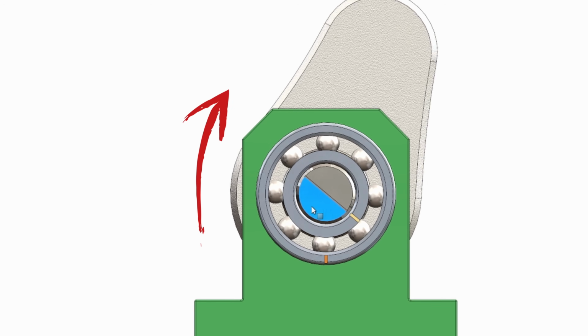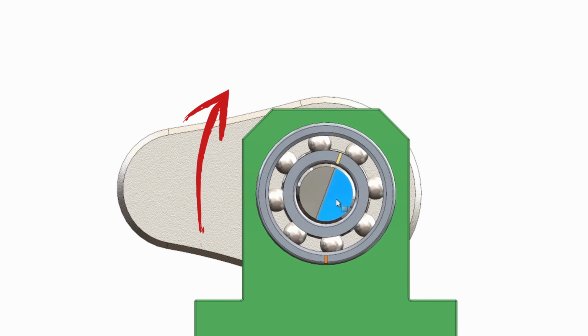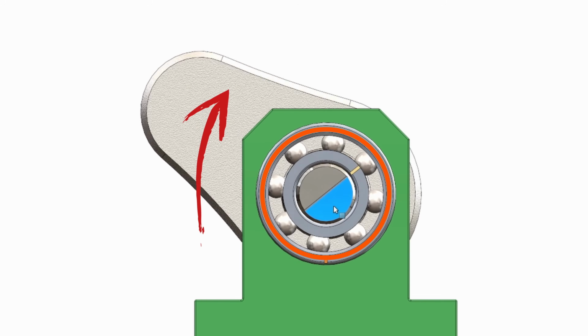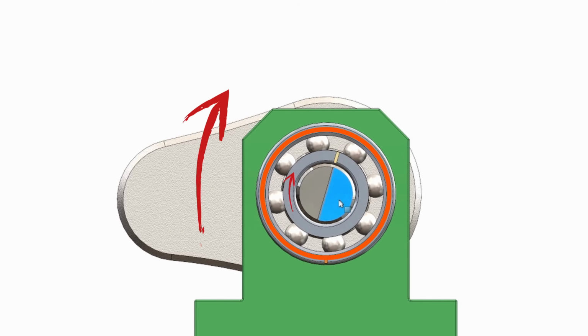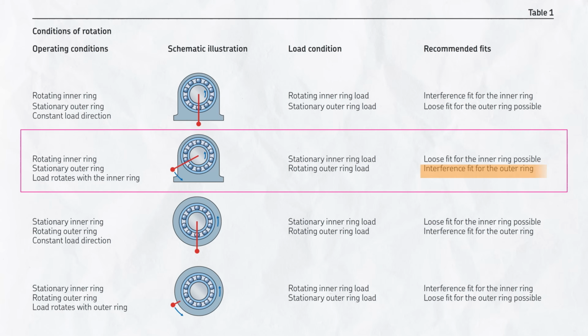So in this condition, the direction of load is in relative motion with the outer ring, not with the inner ring, because inner ring is also rotating. So in this case, the outer ring should be interference fitted. And we can keep the inner ring clearance fitted.